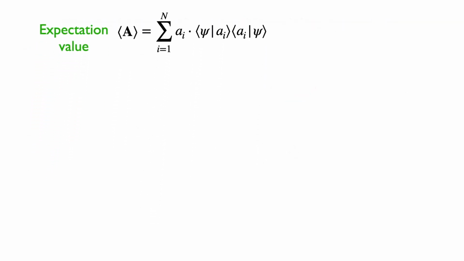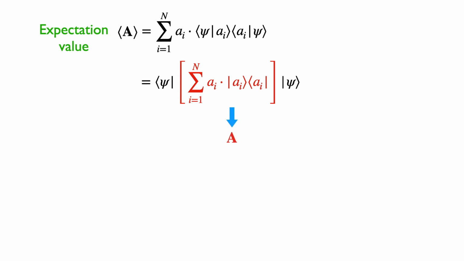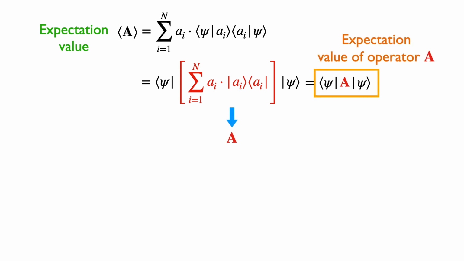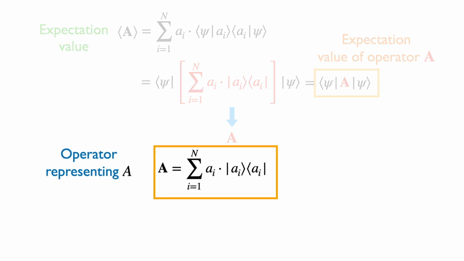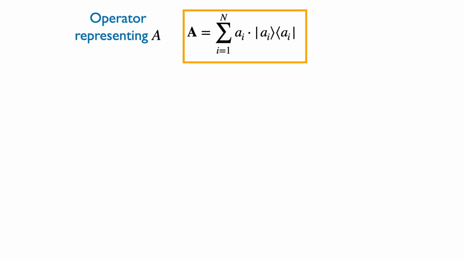if we collect all the terms related to the measured outcomes and values in the middle, we find the form previously referred to as the expectation value of an operator. Therefore, it is reasonable to define this term, isolated from the state of the system psi, as the operator representing the observable A. We can show that this operator is Hermitian.